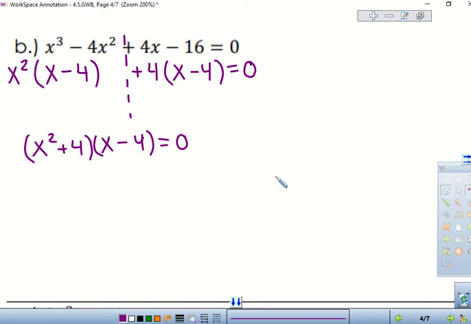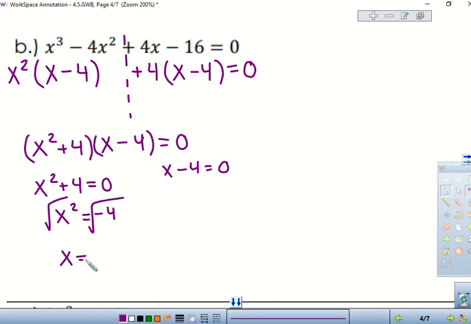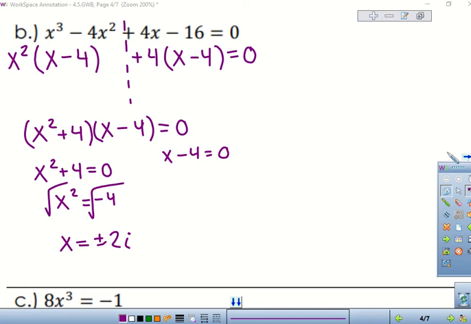Now we're at the point where we can set each of these equal to 0, right? So set this one equal to 0, and set this one equal to 0. This one is going to become x squared equals negative 4. And then what would we do for the next step of this one? Square root. That gives me x equals plus or minus radical 4, which is equal to 2i. So because 4 is a perfect square, this one simplifies to 2i, right?